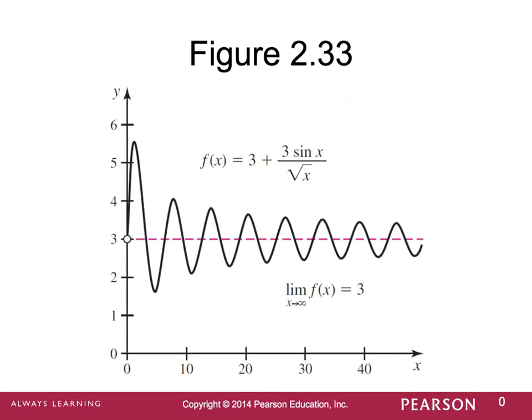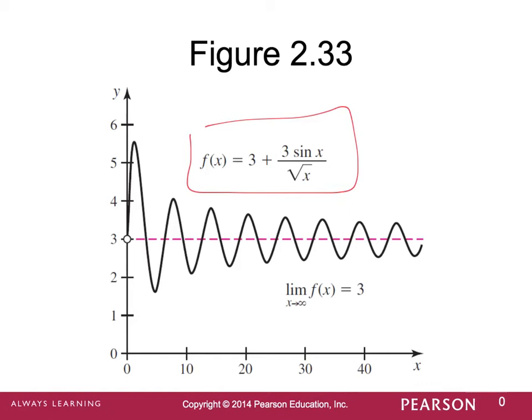Now in algebra we may have the preconceived notion that asymptotes are boundaries that cannot be crossed, and I even alluded to that earlier in the video. However, that is not always the case. We can have an asymptote that is crossed. It can even be crossed an infinite number of times, such as the function f of x equals 3 plus 3 sine x over radical x. This function is oscillating about the horizontal line y equals 3, but the oscillations, the waves, are dampening and getting smaller and smaller as they go.